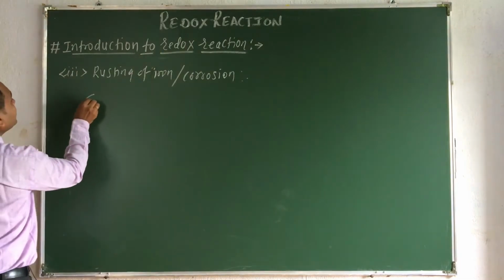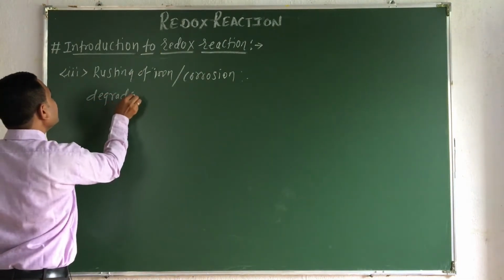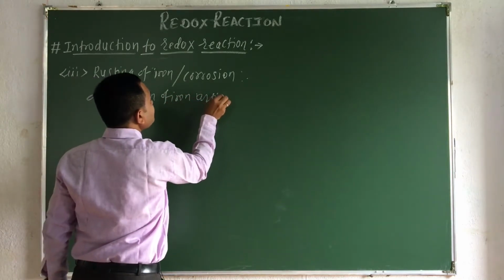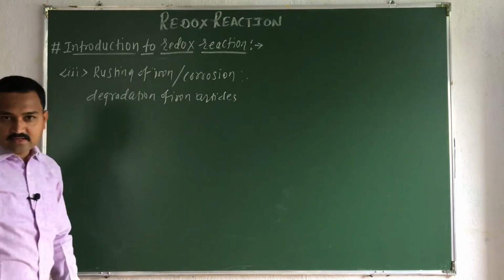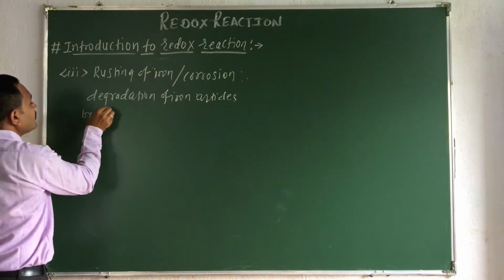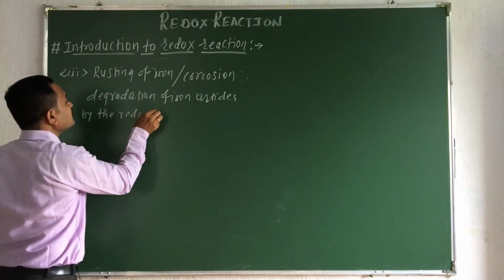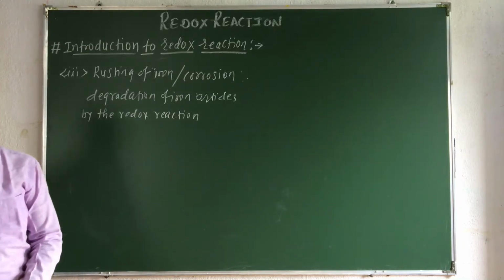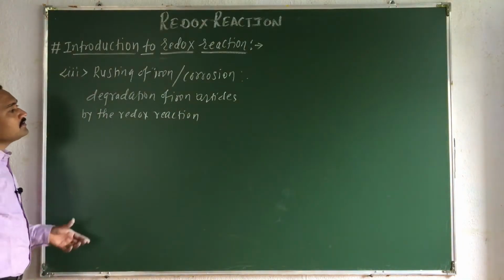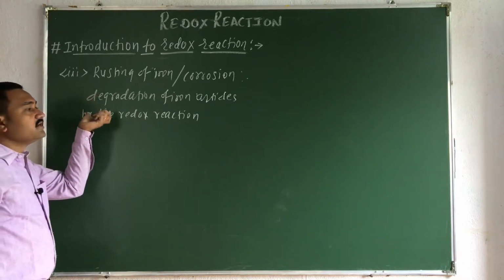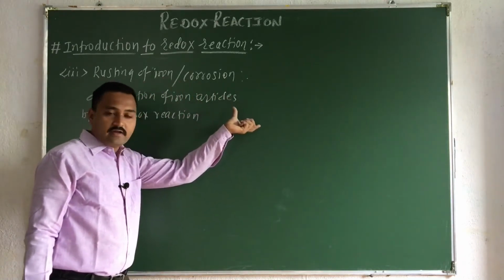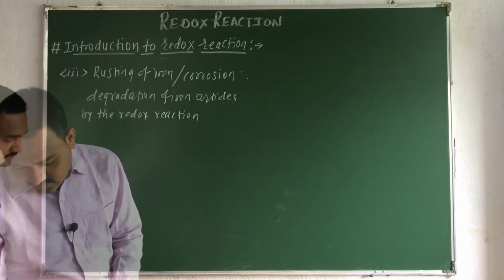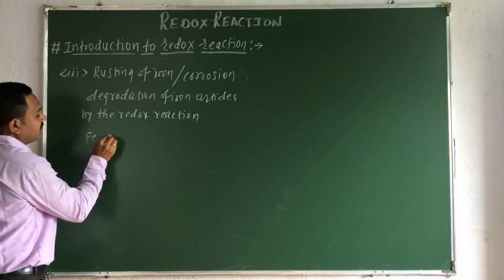That is the degradation of iron articles or iron materials by redox reaction, known as corrosion or the rusting phenomenon. Remember, this is a very simple definition. You have to remember this definition: degradation of an iron article by redox reaction is known as a rusting phenomenon.